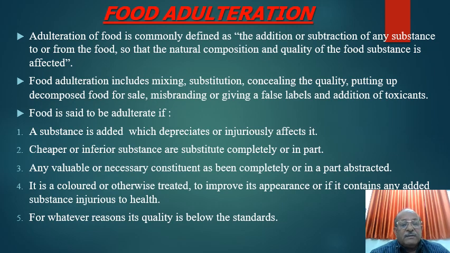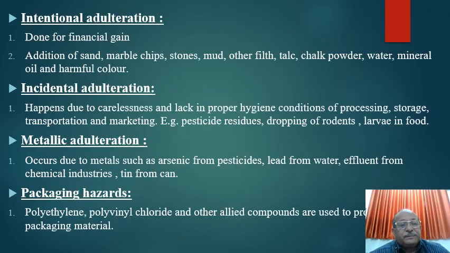It is colored or otherwise treated to improve its appearance, or it contains any added substance injurious to health, or for whatever reason its quality is below the standards. So these five things, when present, are basically called adulteration.